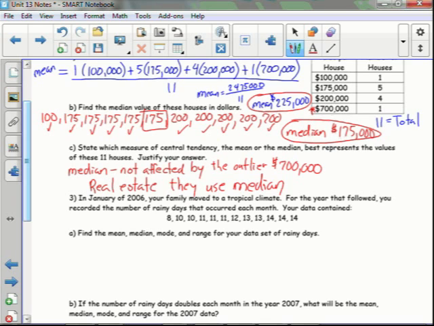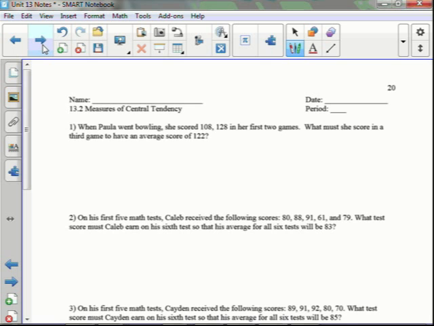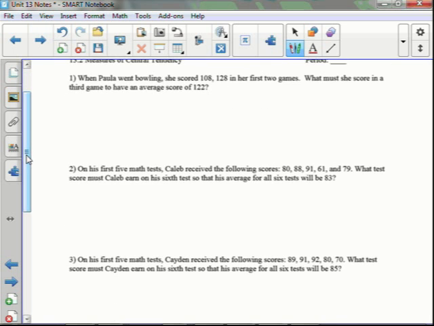Okay, so you have a couple other ones that you can look at here on your own, but I want to jump to the next page because these ones have a little bit more of a challenge to them, a little bit more algebra, and we see these often, and you need to know how to do these. Okay, so this is the next page of your notes. When Paula went bowling, she scored a 108, a 128 in her first two games. What must she score in a third game to have an average score of 122? Okay, let's start with this. Let's let x equal her third game score.